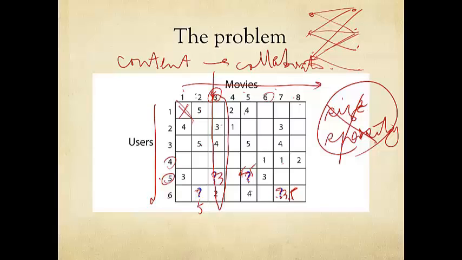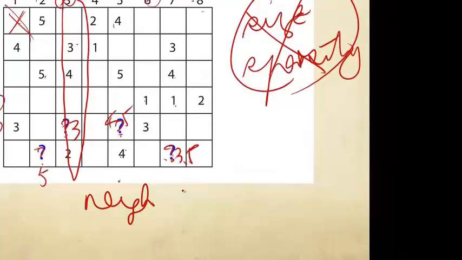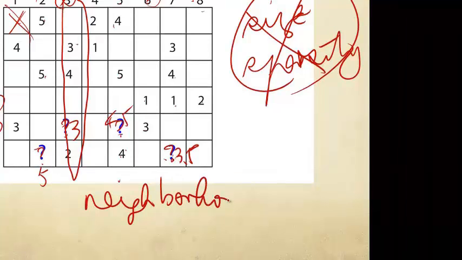Okay? And as far as that user is concerned, maybe these two movies are very similar. And therefore, I would be able to say these two are neighbor movies. Okay? So if some user likes this movie, maybe she'll like this movie too. They're basically defining a neighborhood relationship between movies.